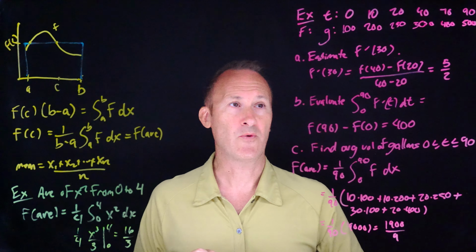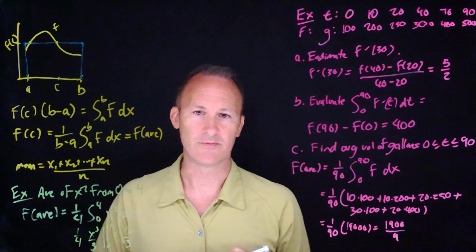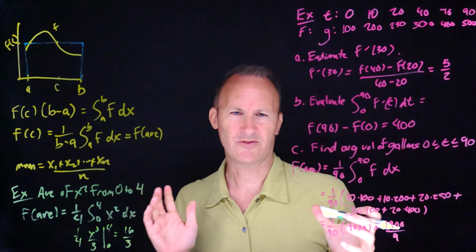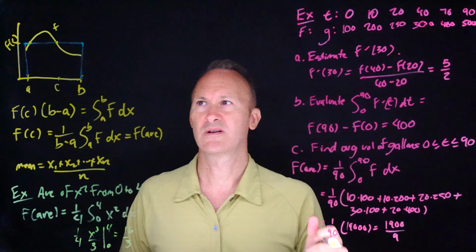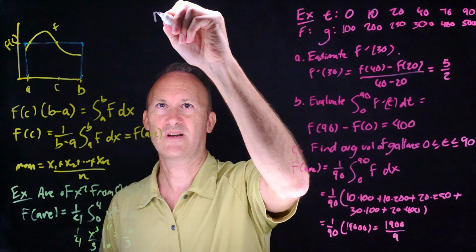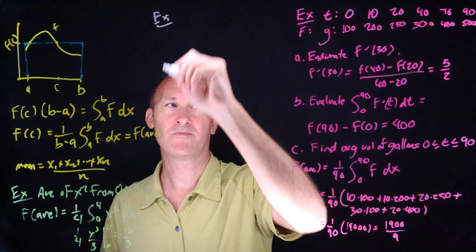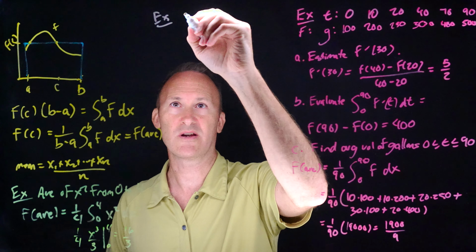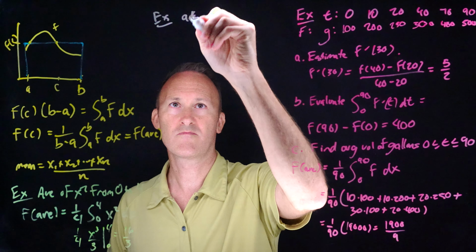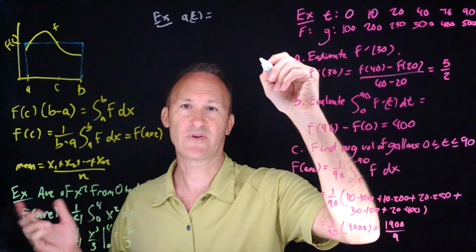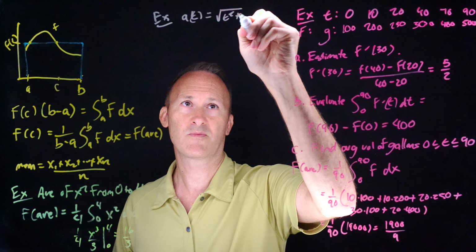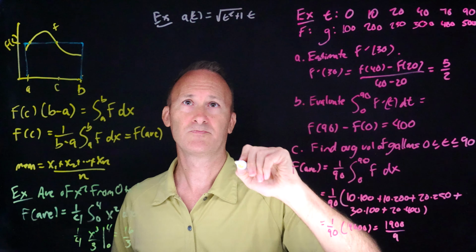Now, I want to do one more problem. These are called net change problems. And what do I mean by a net change problem? It might be something like this: you have an acceleration, and you have some function that gives it to you, perhaps t squared plus 1 times t.